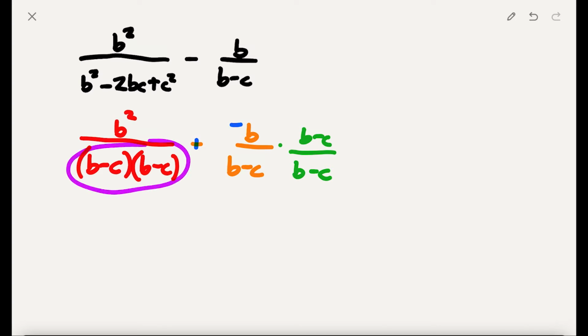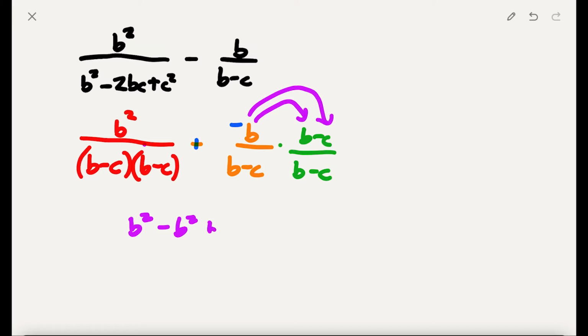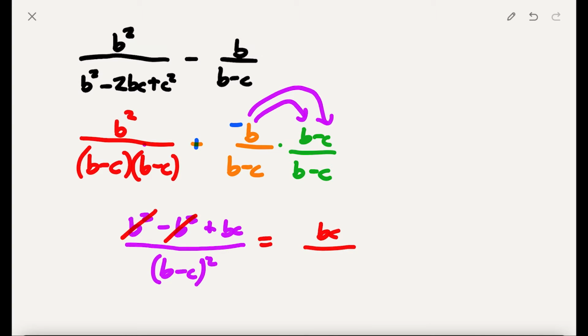And now that you can see that we have common denominators, we can just add across. So it's b squared minus b squared, since you're distributing here, and then you're going to have a plus bc there. And this is all going to be divided by b minus c quantity squared. Okay, I'm going to simplify this. The b squareds cancel, and you're going to be left with bc over b minus c quantity squared. And this is the final answer. If you wanted, you could expand that denominator, but it doesn't really matter.